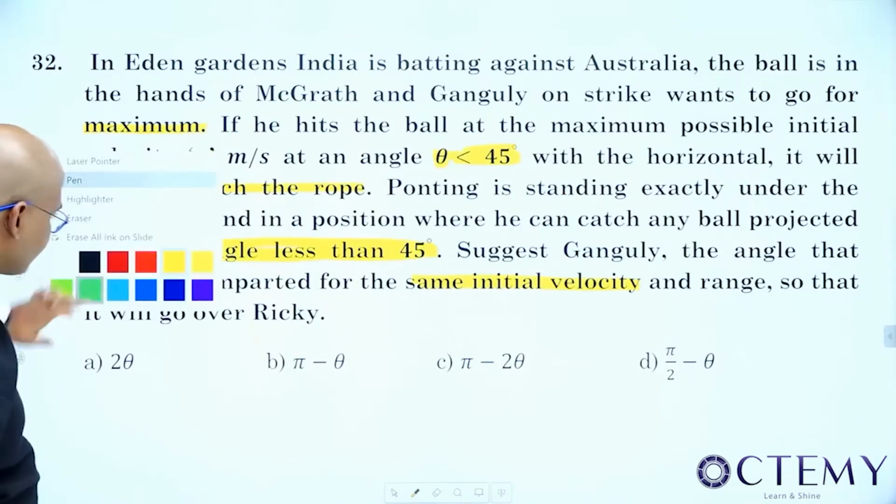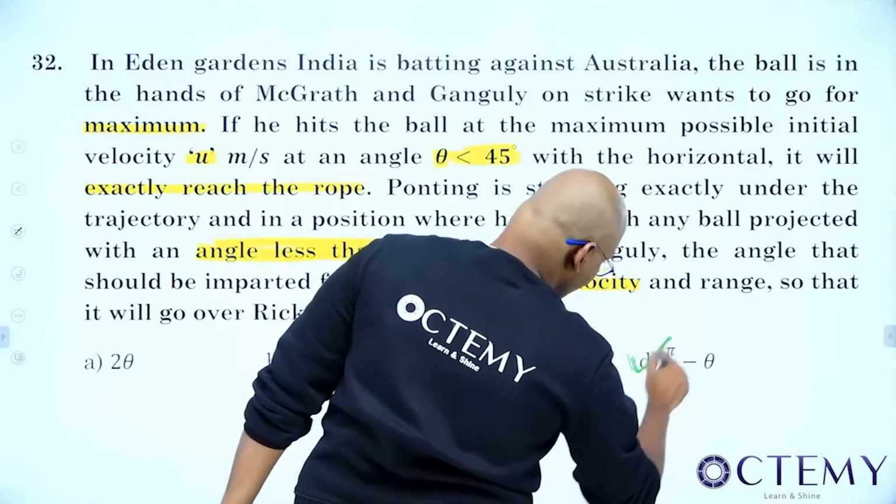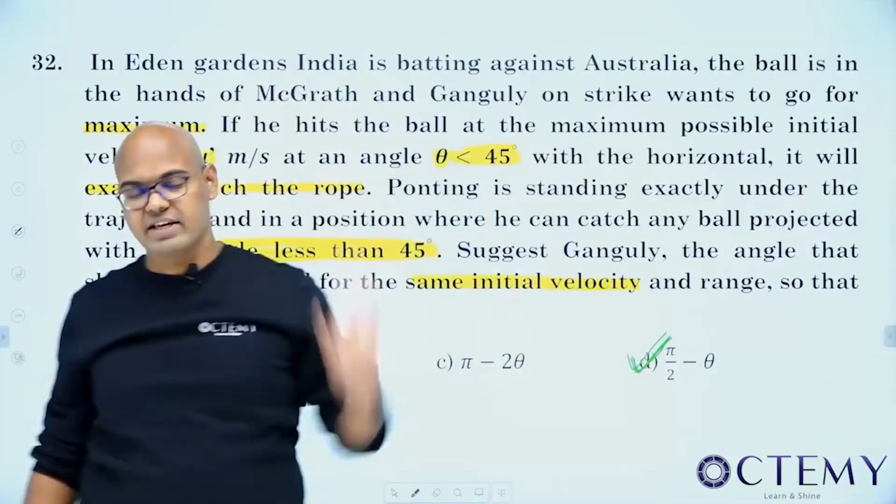So what's the answer? So suggest Ganguly to go with an angle pi by 2 minus theta, so that the range will be same but it will go over Ricky. Are you okay?